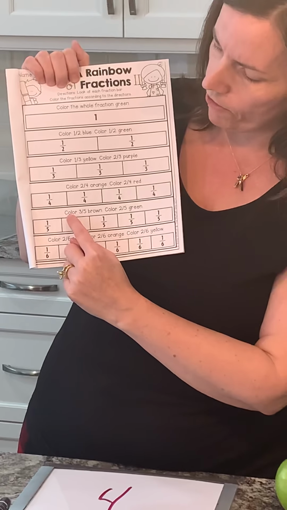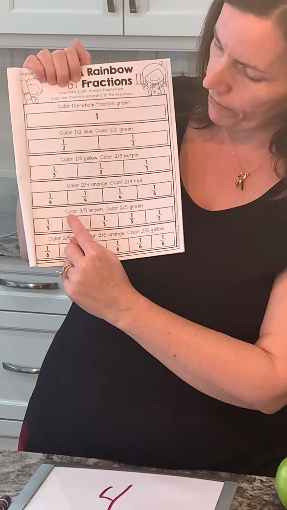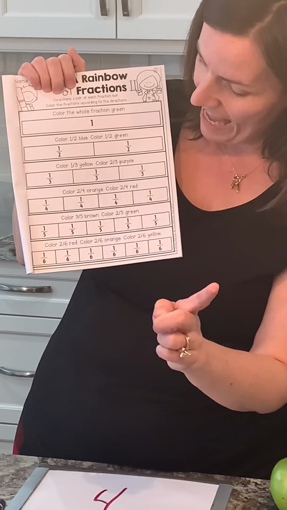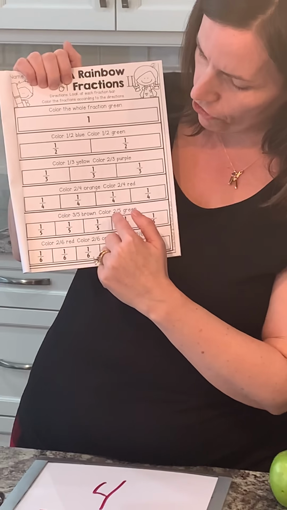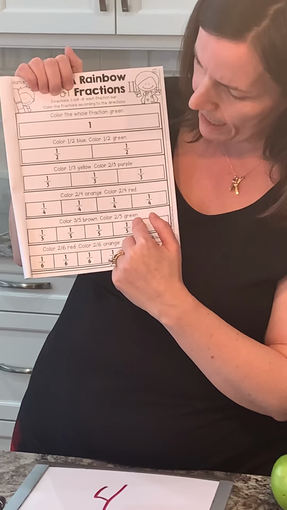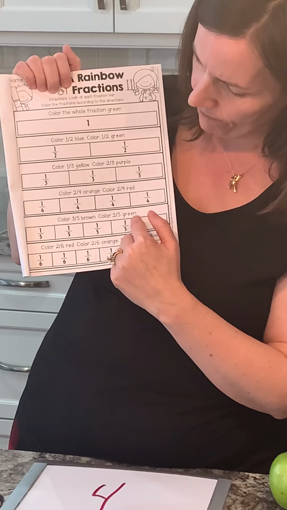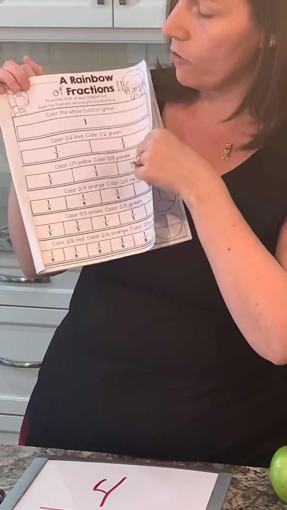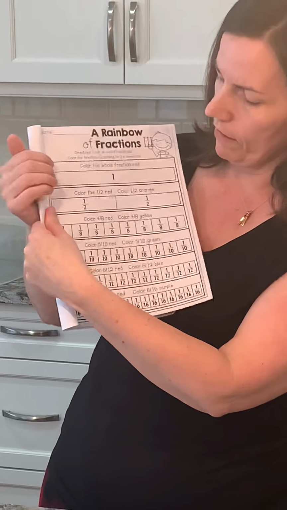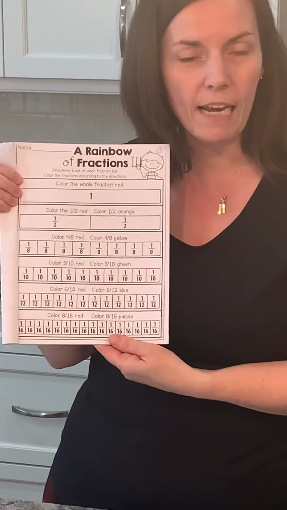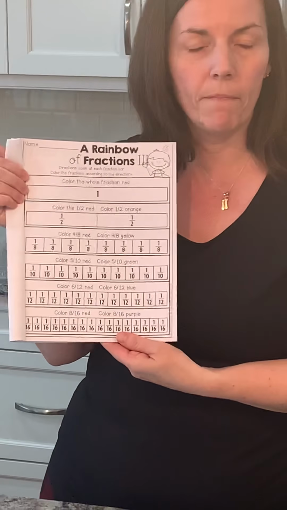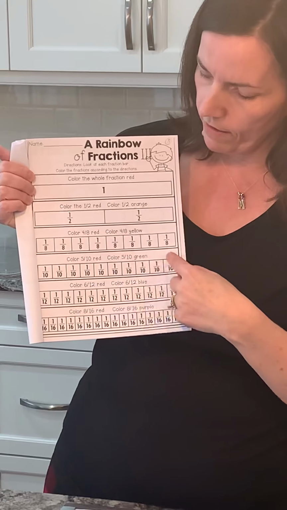Down here, read the directions carefully. Color 3 out of 5, brown. And then, oh, color 2 out of 5, green. So they're adding more directions as you go. And lastly, you're going to do the 3rd page with more of the same. Okay, but you have to read each direction for each bar in order to do it right. Okay, thank you.